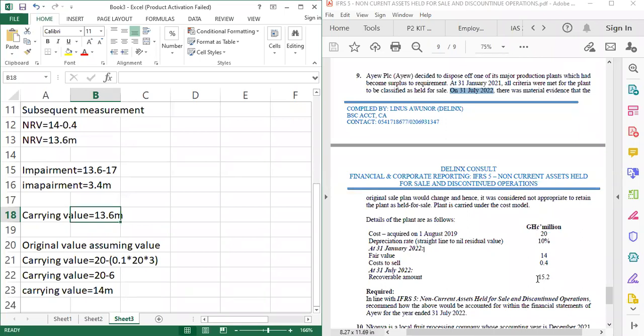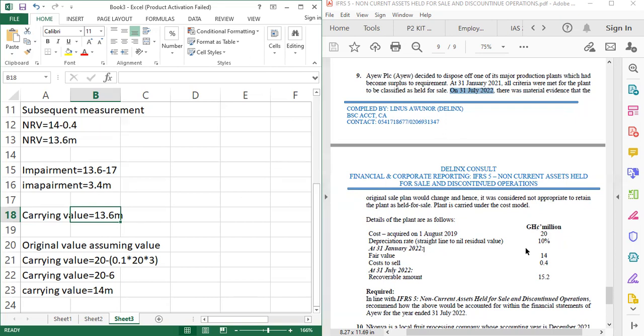So since the asset has not impaired, we classify the asset as the lower of the two. So we still classify the asset as the 14 million. But what will happen is that we will add the difference, which is 0.4, isn't it? We add the 0.4 to this. That 0.4 will be the one that we send to profit or loss.